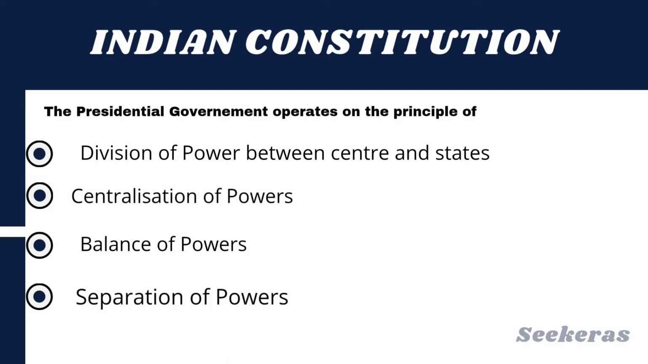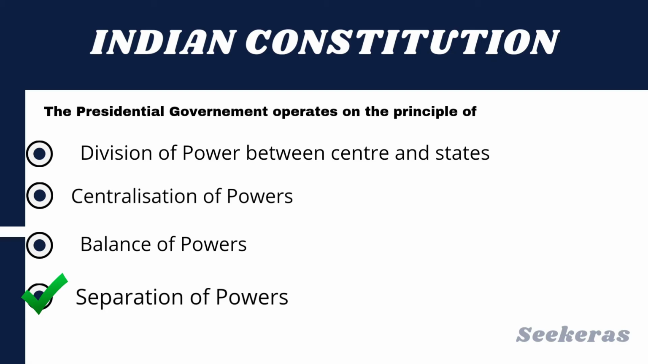Question number 13. The presidential government operates on the principles of option A. Division of power between center and states. Option B. Centralization of powers. Option C. Balance of powers. Option D. Separation of powers. The answer is option D.